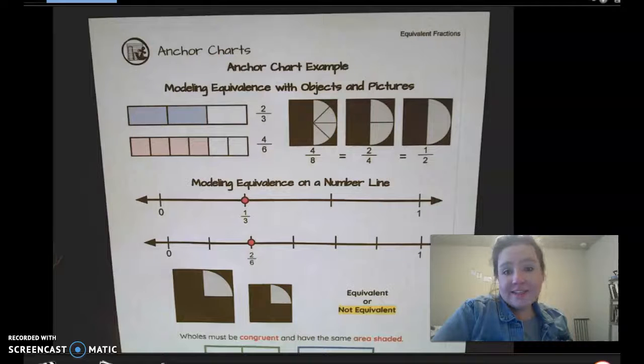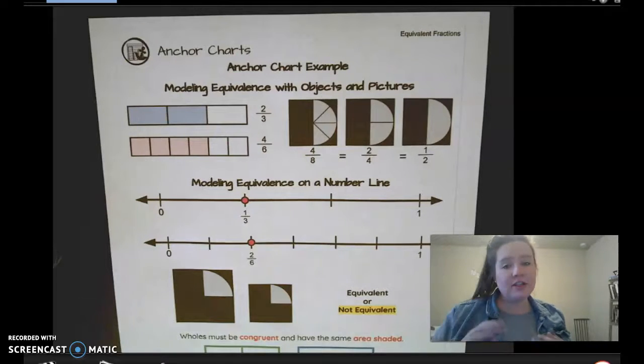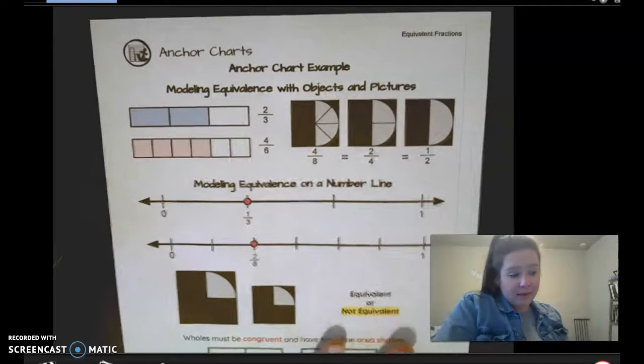All right, today we are going to be talking about equivalent fractions. Equivalent means equal. Okay, so we're going to be finding fractions that are equal, and we're going to be using pictures to help us do that, and number lines, okay?